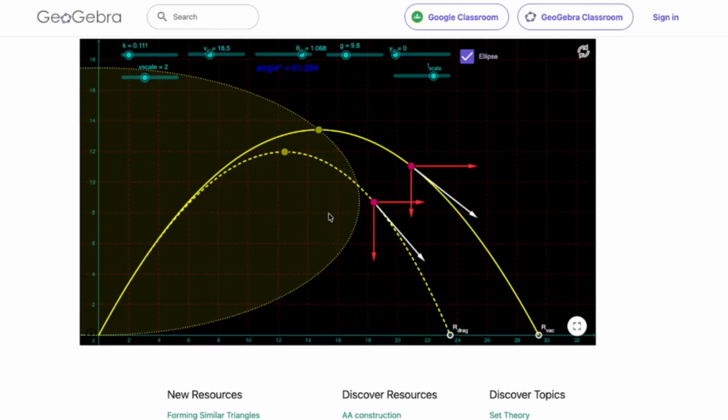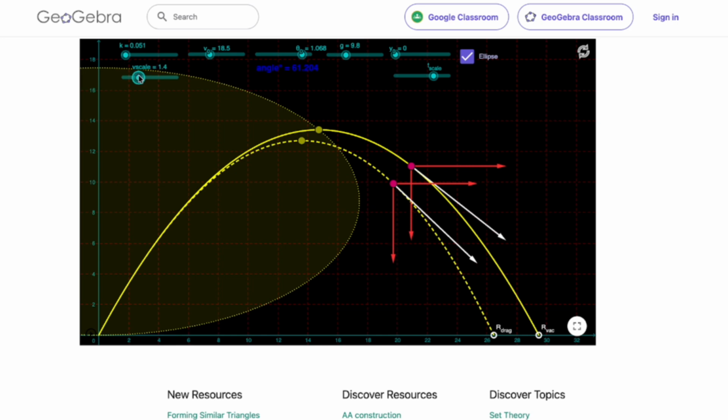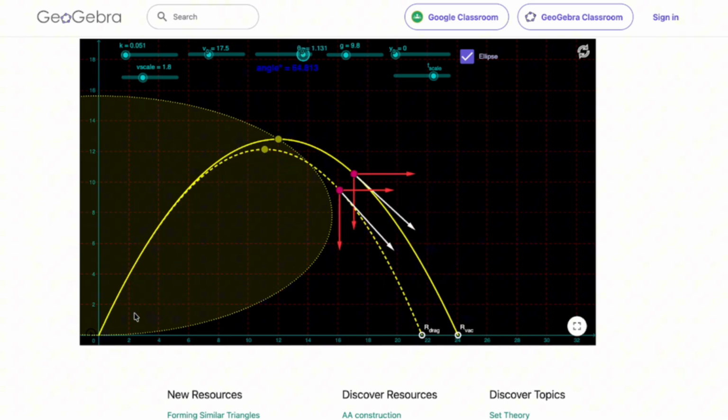We can see here that we can change the k value, the v scale, which are the vector arrows, the v initial, and the theta angle. This is the projectile motion right here. We've gone over this. Let's take a look at those two videos if you'd like. The projectile starts from this point and then goes back down here because of gravity, and you know, the formulas that are associated with that as well.